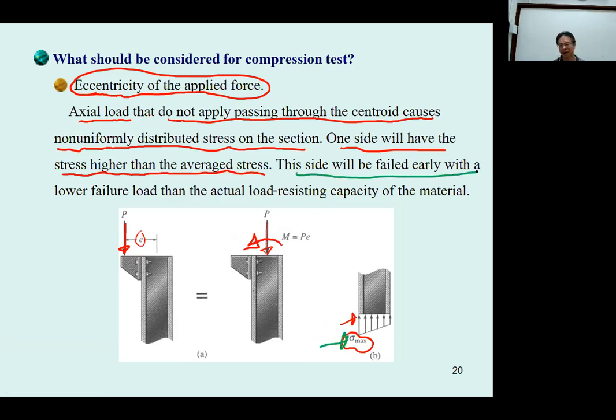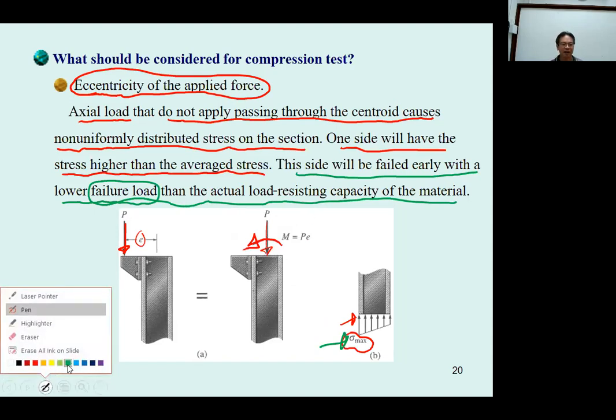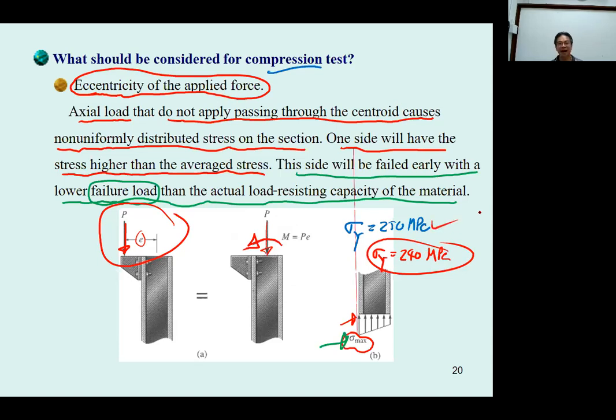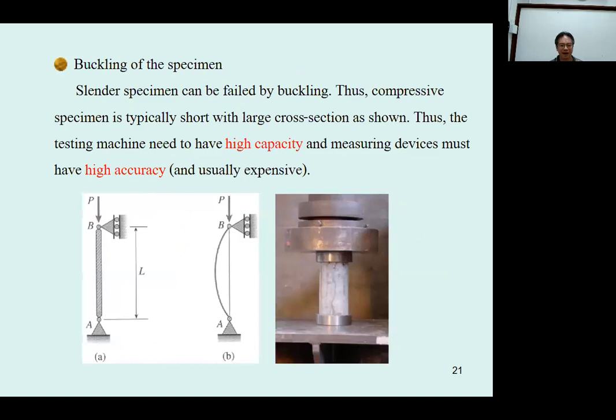This side will fail early with a lower failure load compared to the actual load carrying capacity of the material, such as if this steel has a yield stress of sigma sub y equal to 250 megapascal under the compression. Since you test it with this kind of eccentricity, you will get sigma sub y of only, for example, 240 megapascal. This is lower than the actual one. And then the second factor is the slenderness of the specimen.